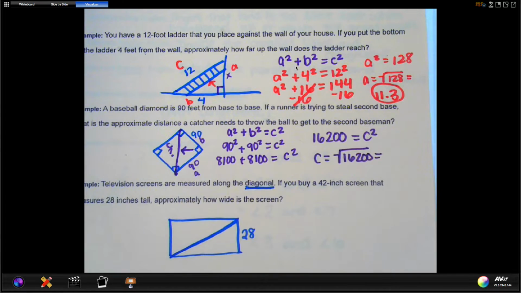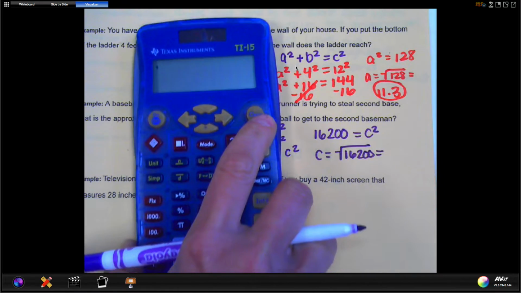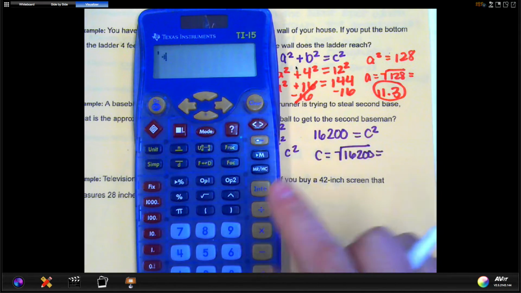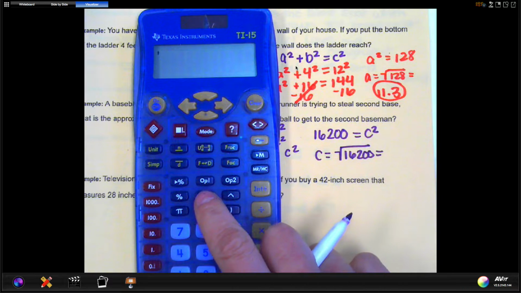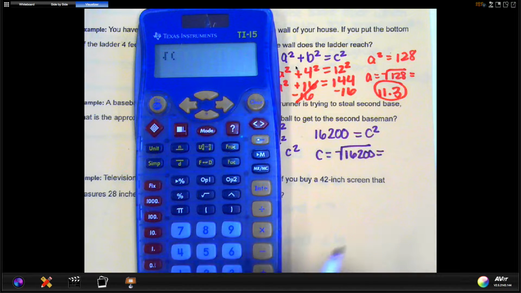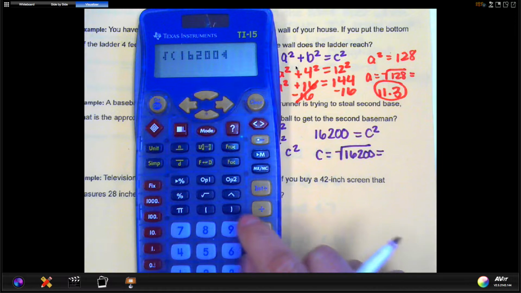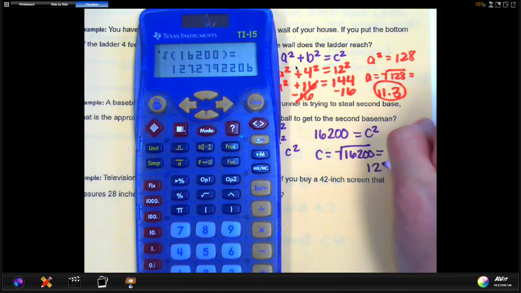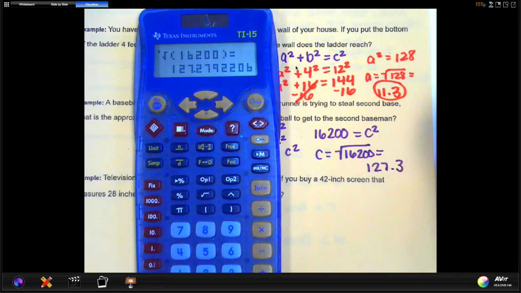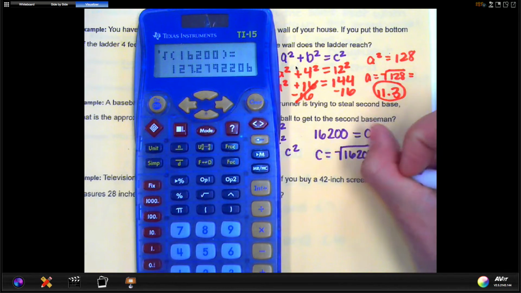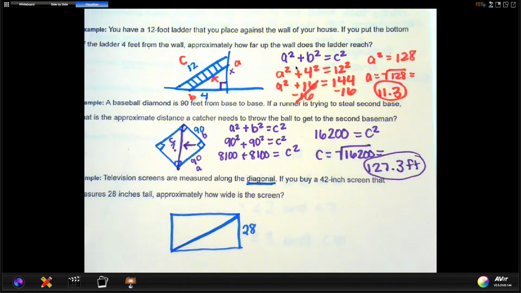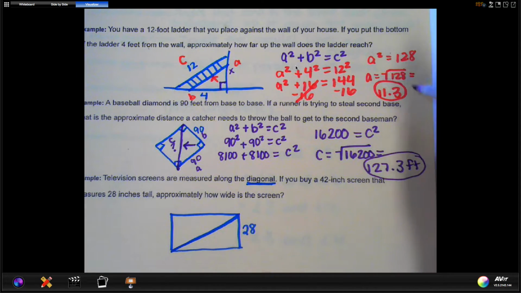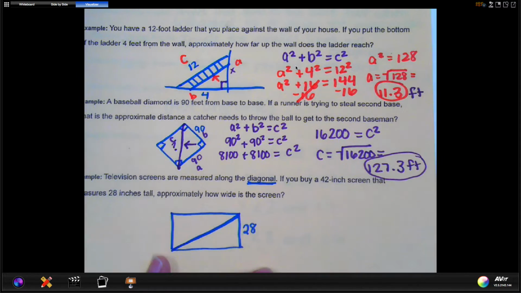And again, in your calculator, to do that, and even if you're not using my blue calculator, you're looking for this symbol right here, the square root sign, 16,200. For me, you want to end that parenthesis, and you want to round to the nearest tenth. We're about 127.3 feet here. And that's our answer. Oh, and I should have put feet on my answer above. Sorry about that. So I want to make sure we are labeling our units.